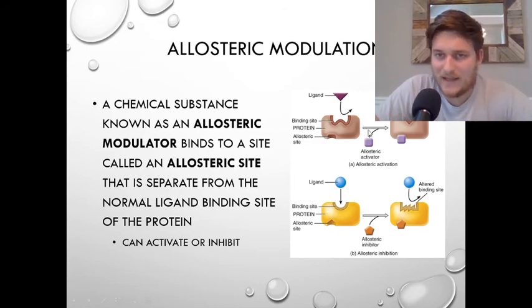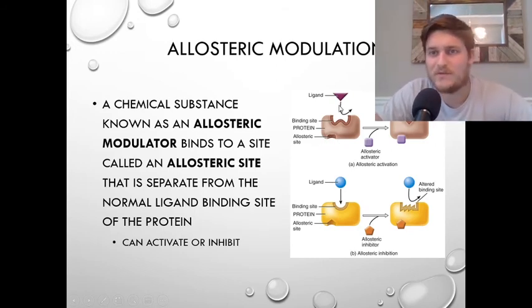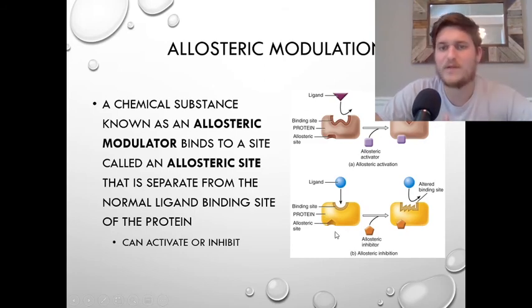If it is an allosteric activator, it's going to bind to the protein, and that is going to change the structure of that protein to then allow the ligand to bind. An allosteric inhibitor is also going to bind to an allosteric site, change the structure of the protein, which then prohibits that ligand from binding to the protein.